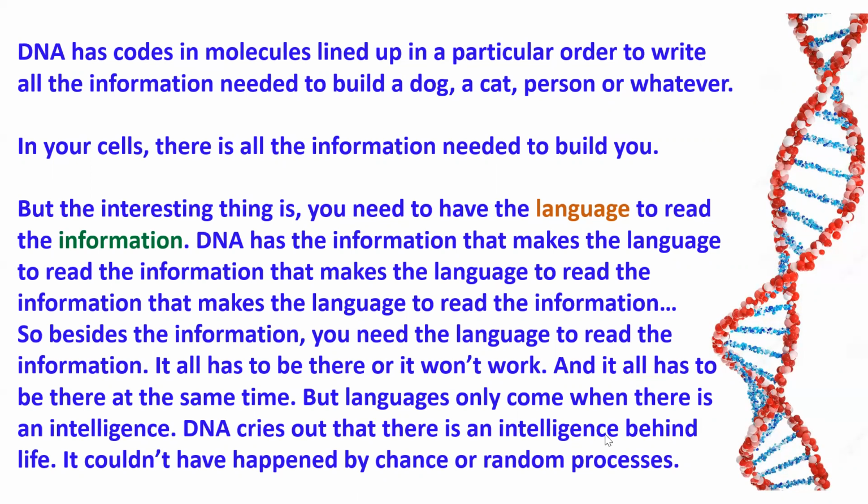And that's the problem with evolution. Evolution depends on random chance. So if you depend only on random chance, there's no way you can get a language. And if there's no language, you cannot read the information on the DNA. Get the idea? So you can see that DNA in our genes is actually showing us that evolution is not possible. There has to be an intelligence to code all this information in your molecules.